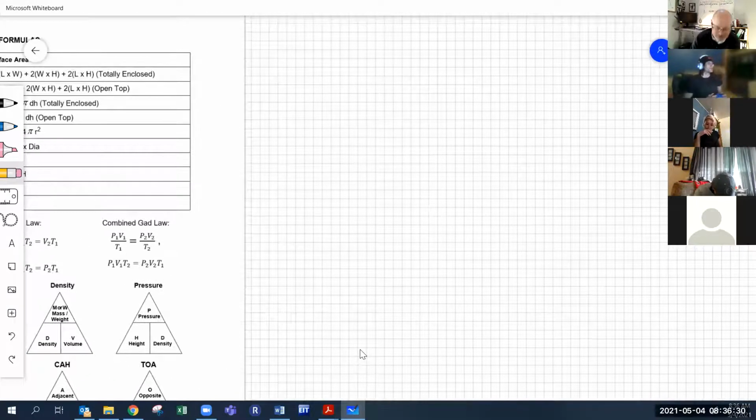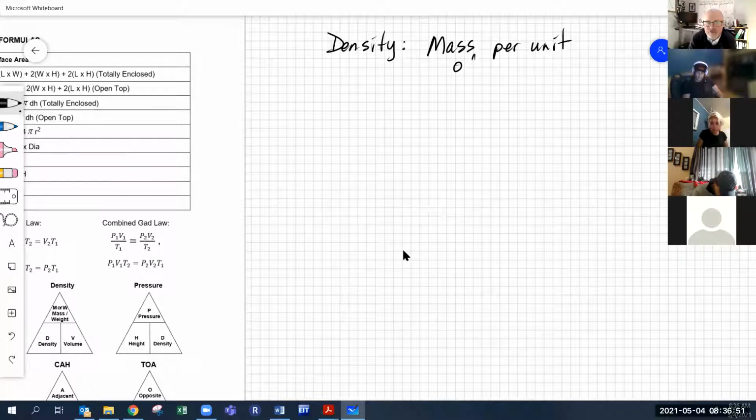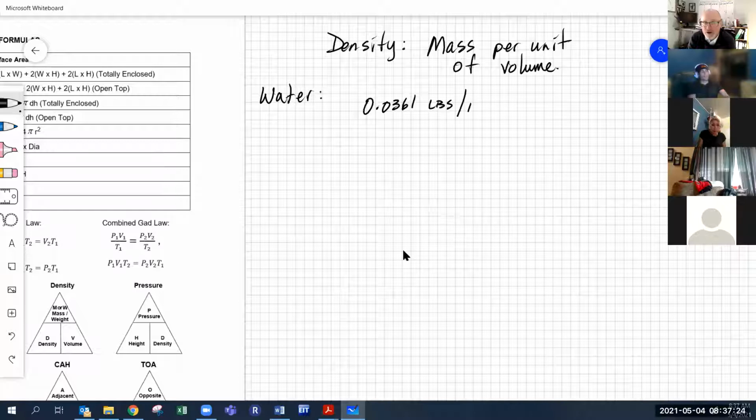Now, I want to talk about density. So first off, we need to have a definition of what density is. And the definition of density is a mass per unit of volume. And as you know, water has given densities that we need to know. As plumbers and gas fitters, it's important that we know the densities of water. So first off, we're going to do the one we already know, 0.0361 pounds per cubic inch is a density of water.